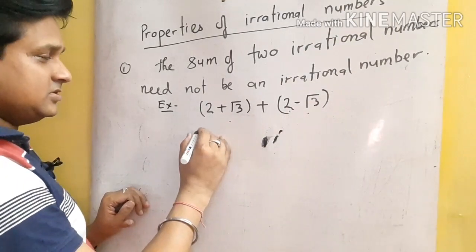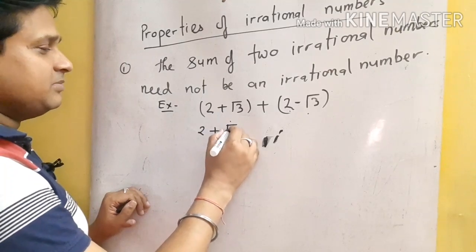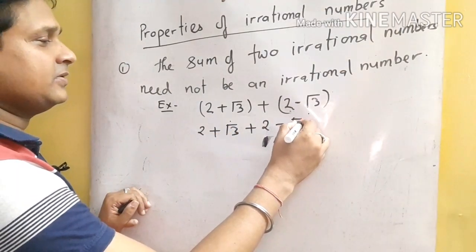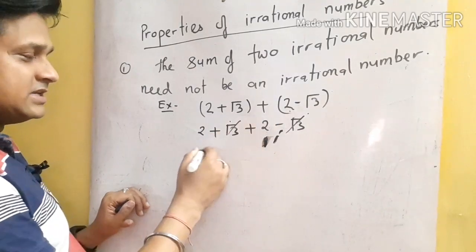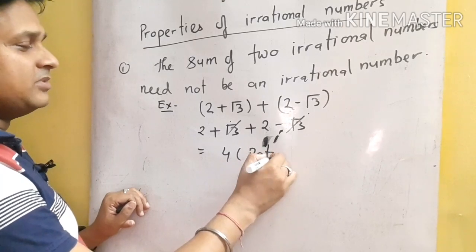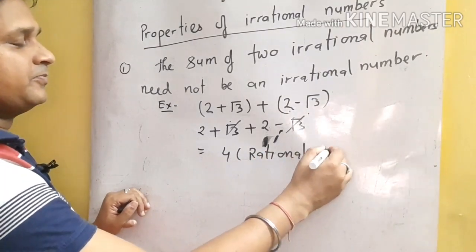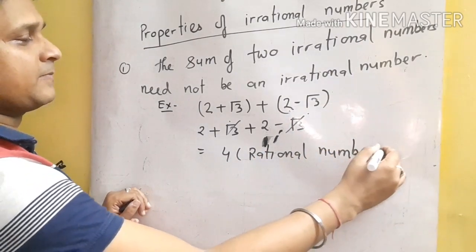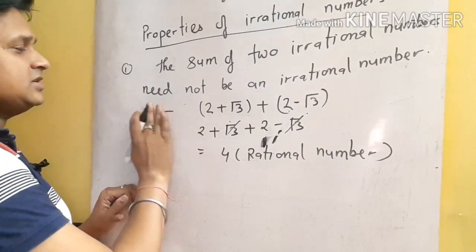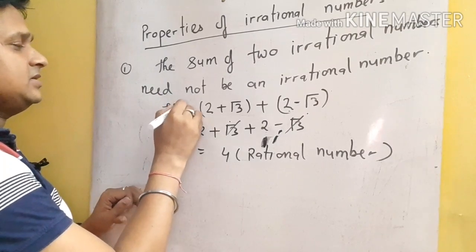So, what is the sum? Let us find the sum. You just open the bracket. Now, root 3 and root 3 will be cancelled. You will have 4. 4 is a rational number. Okay. Now, let us take one more example. This is, suppose, example A.